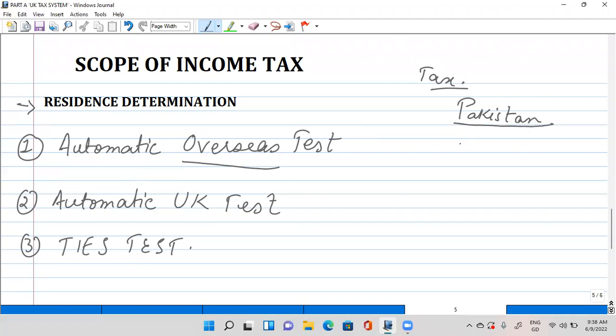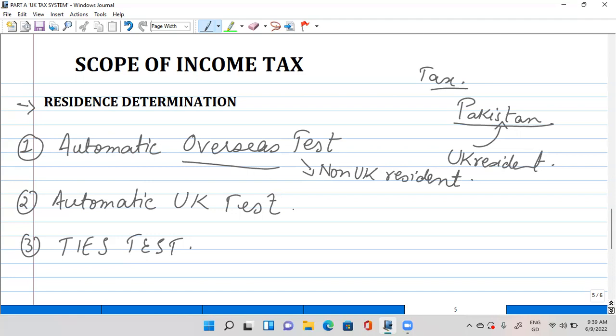Like that, how are we going to determine a person is a UK resident or a non-UK resident? Non-UK resident, like he's a foreigner for UK. So for that, we have these three types of tests. First one is automatic overseas test. If that person meets the automatic overseas test, what does this mean? It simply means that he is a non-UK resident. Overseas for UK.